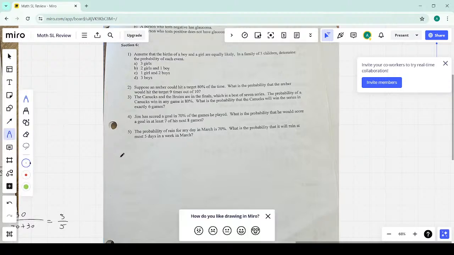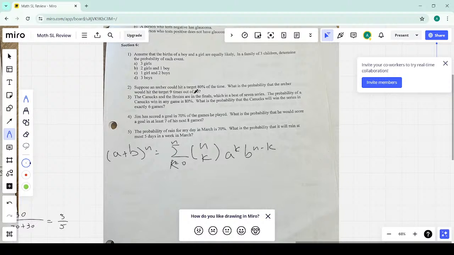So section 6 is talking about the binomial distribution. So with the binomial theorem, it's very important to remember the general form. So that's (a plus b) to the power of n equals the sum from k equals 0 to n of n choose k, a to the k, b to the n minus k. So this is a very important form.